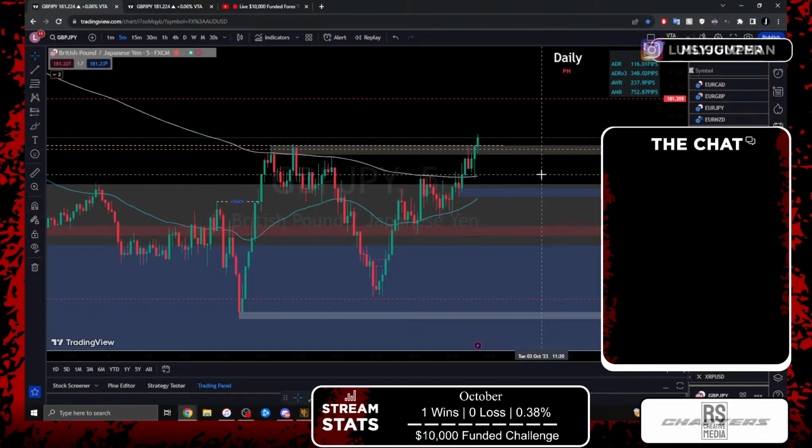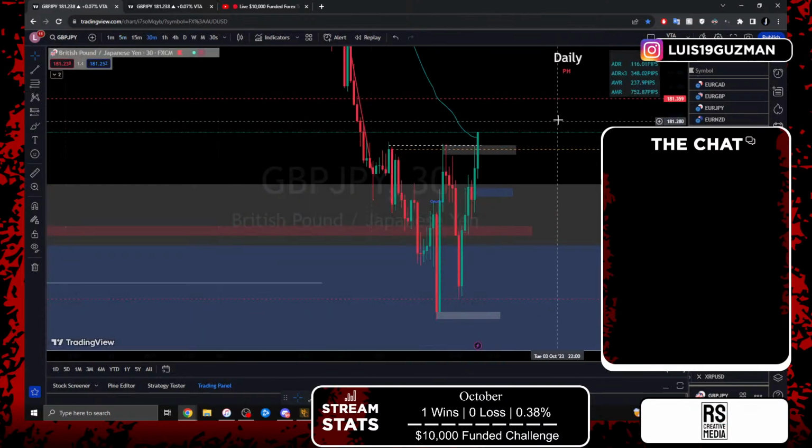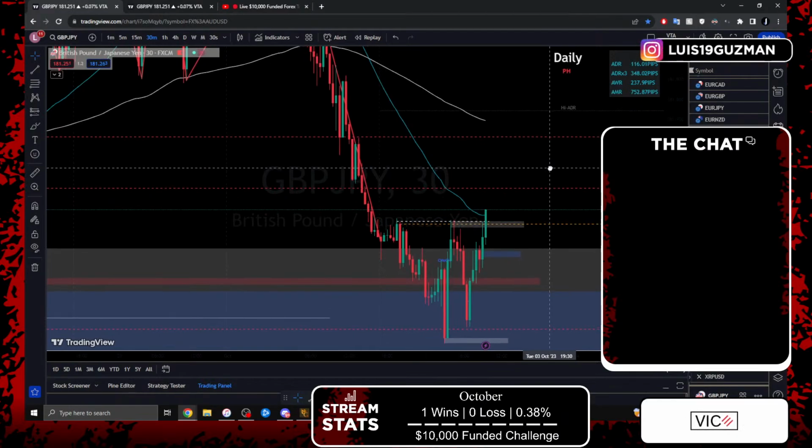Again, the safe entry is to wait for that 30-minute break. So that's what we're going to be waiting for, that 30-minute break. Now, if it goes up to TP before 10, then that's a different question, right? We'll have to see what it does.